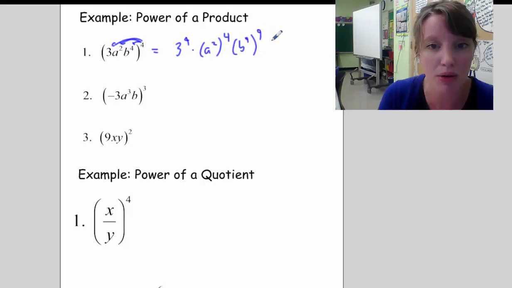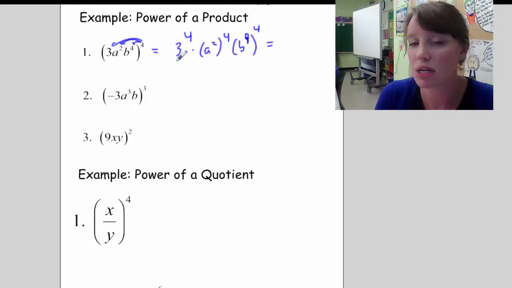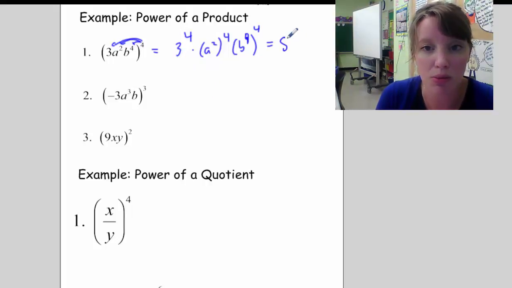to the 4th power. Okay, my 4's end up looking like 9's here, so let me go back and correct that. This is 4 and this is also 4 and 4 here. So 3 to the 4th power is 81, so I'm going to evaluate that, and then we have a to the 8th power and b to the 16th power because we're using our power of a power rule.